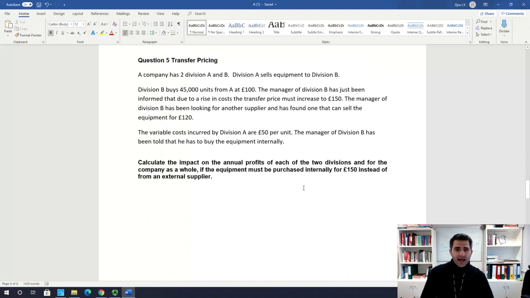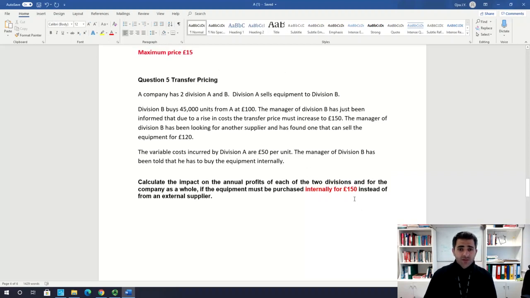Now the last question: we'll look at the transfer pricing here to calculate the impact on the annual profit of each of the two divisions and for the company as a whole if the equipment must be purchased internally at £150. Again, a very simple, straightforward question. The company has two divisions, A and B. A sells equipment to B, so A is the selling division.